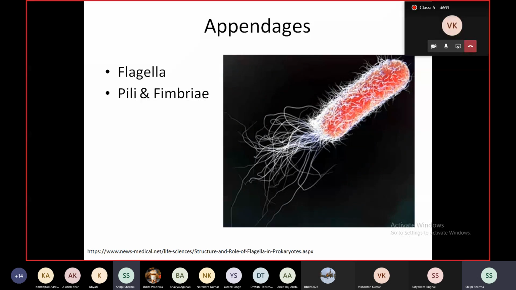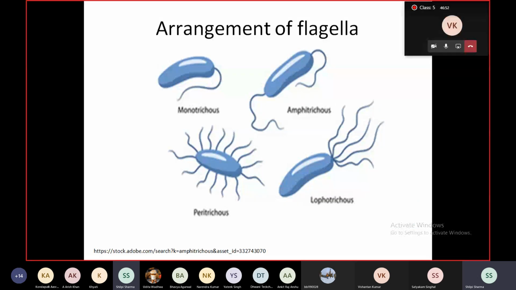Now flagella occur on both gram-positive and gram-negative bacteria. Mostly you will find them on bacilli and only rarely on cocci. In contrast, you will see that pili occur mostly on gram-negatives and are found on very few gram-positive bacteria. Now, there are various arrangements of the flagella, the way they are distributed on a cell, based on where and how many flagella are present. The suffix trichus, which means filament, is used to describe the arrangement.